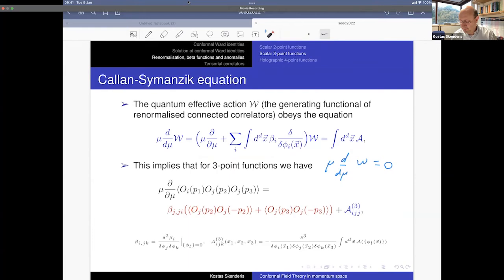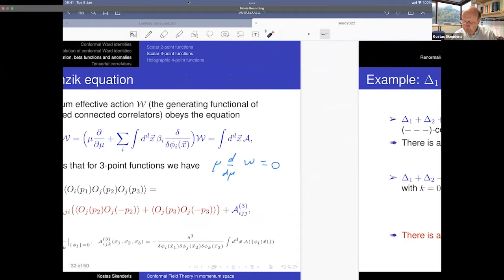So if we start from this equation, which is the generating function of correlators, I can differentiate that with respect to the sources three times and then set the sources to zero to get a relation for the correlators themselves. So if I differentiate three times, I get a three-point function. And this expression here gives me the mu d/d mu of that correlator. And then over here, I can either differentiate W, so then I get a two-point function, or I can differentiate beta and I get these derivatives of delta of beta functions, or I can differentiate the anomaly and I get an anomaly piece. So this is the expected form of correlators that are anomalous.